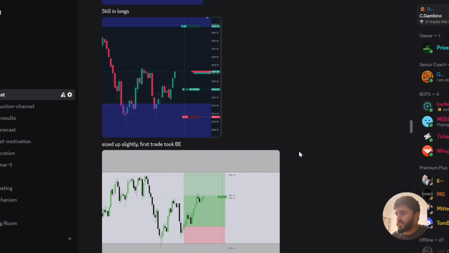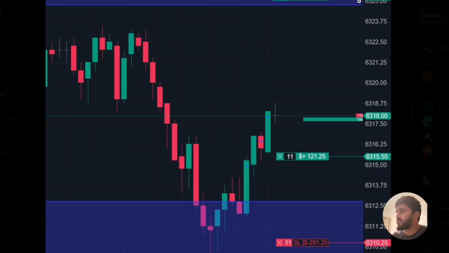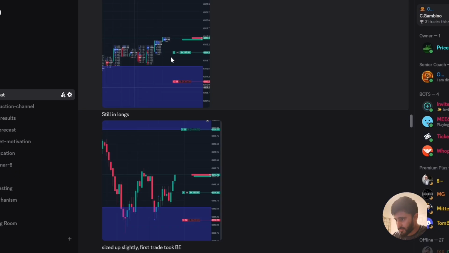So if you just take a look at this entry, I took an entry on that day with 11 contracts. My entry was at 63.15, stop loss just at about 63.10. So that gives me about a 5-point stop for about a 10-point reward. So this was just about 2-to-1 risk reward where I took my first target.